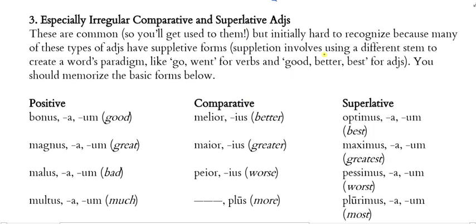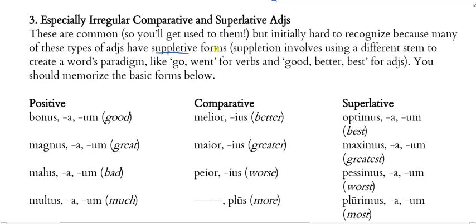All right, now, number 3. There are some especially irregular comparative and superlative adjectives. And the good news is that these are common words. And so even if they're a little bit harder to remember up front, as you see them in Latin literature, they are common adjectives, and therefore you will get used to them. But it is hard to recognize them. And one of the reasons is that many of these types of adjectives have suppletive forms.